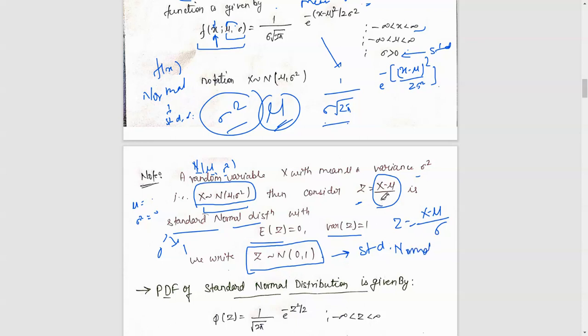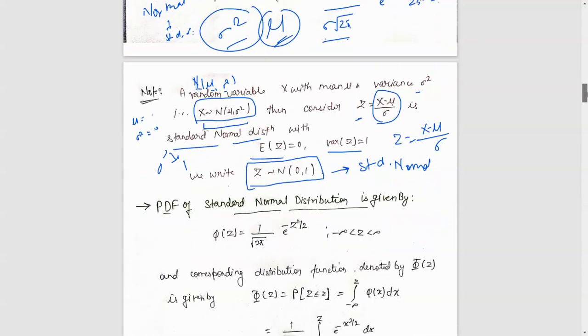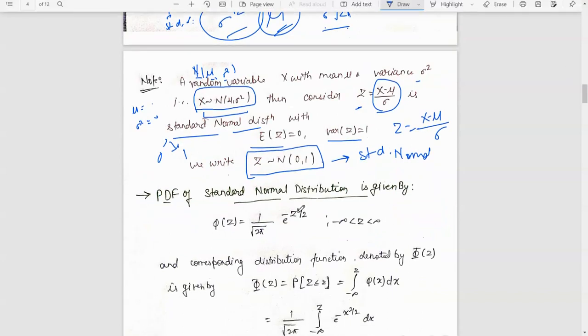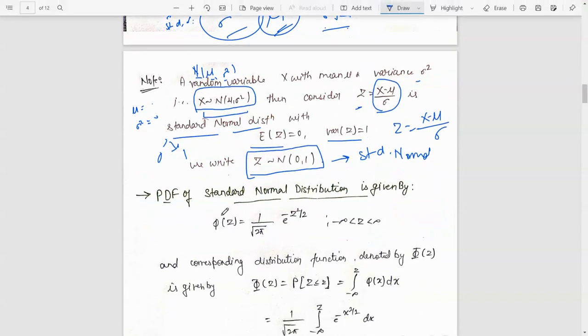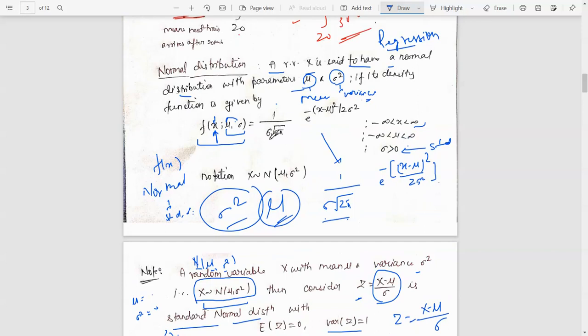And how does it come from the normal distribution? You convert x to x minus mu upon sigma, and then you get the standard normal distribution. Its mean will be zero and its standard deviation will be one. The probability density function of the standard normal distribution is given by one upon, obviously, in this expression you just replace sigma by one, and x minus mu upon sigma by z.